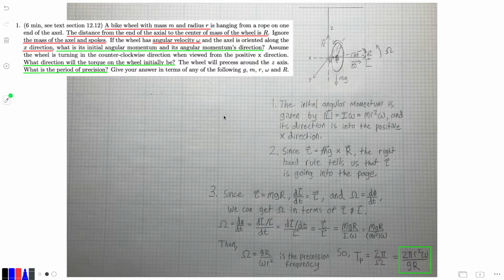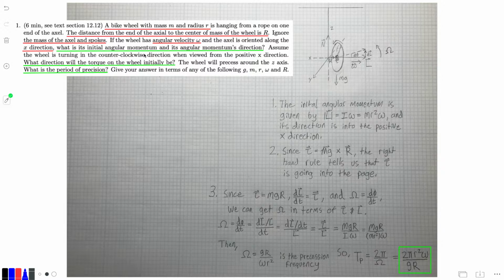Everyone, today we're going to be talking about Physics 252 Week 2 Problem 1. In this problem we are given a bike tire that is hanging on a string from the ceiling, and we are tasked with finding various properties of this wheel as it spins.